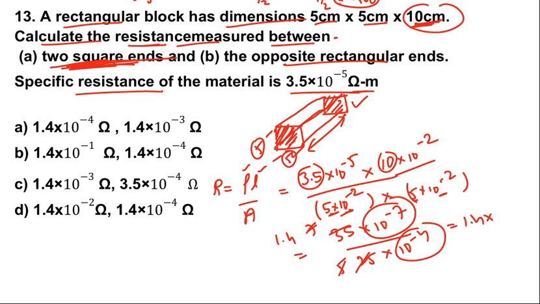So 10 power minus 7 plus 4, you will get 10 power minus 3. So 1.4 into 10 power minus 3 ohms you will get. And the correct answer will be 1.4 into 10 power minus 3 ohms. And remaining also we can calculate.